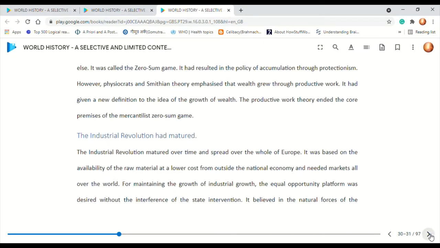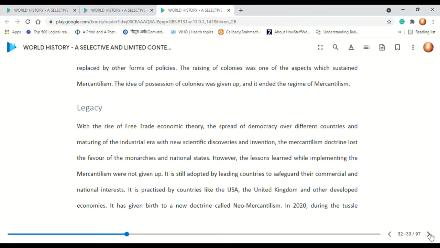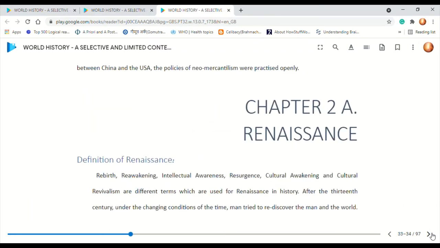These points you have already seen on Kindle book, and this is the Google Playbook format of this book which you are now watching. So this is chapter 2A, Renaissance. I don't think that there is need to go through the whole of this book, but this is the way you will find it in Google Playbook, which is readily available on Google Playbook.